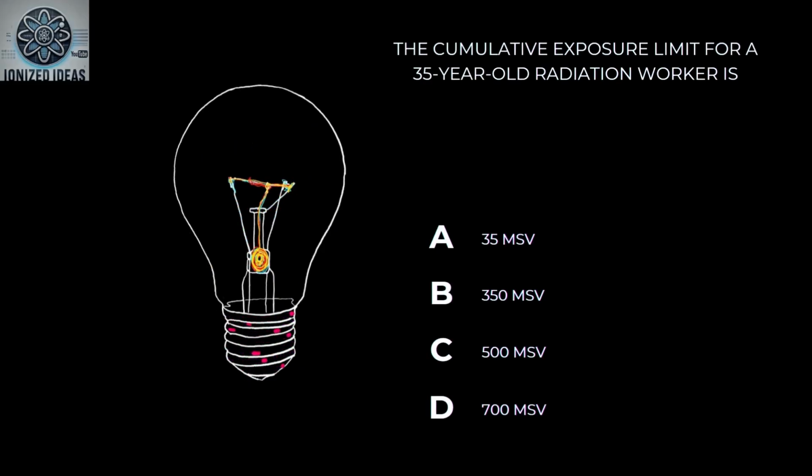The cumulative exposure limit for a 35-year-old radiation worker is A. 35 millisieverts. B. 350 millisieverts. C. 500 millisieverts. D. 700 millisieverts.